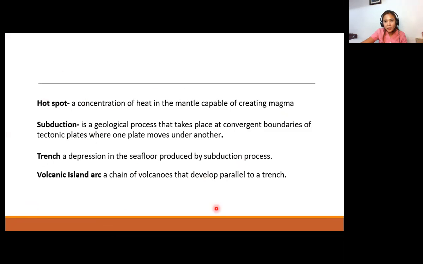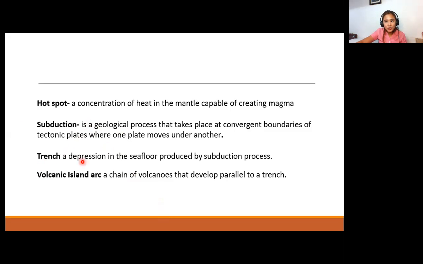Okay, and for the unlocking of terms, when we say hotspot, it is a concentration of heat in the mantle capable of creating magma. Like sinabi natin hotspot, di ba? Ayun yung mga nagkikreate ng magma na galing sa mga pumuputok na vulkan. Okay? Subduction, a geological process that takes place at a convergent boundary of tectonic plates where one plate moves under another. Pag sinabi natin subduction sa Tagalog, yung pag-ilalim ng isang plate. Di ba sabi natin, umiilalim ang isang plate kapag denser yung plate na yon.